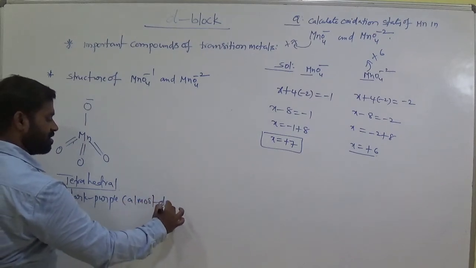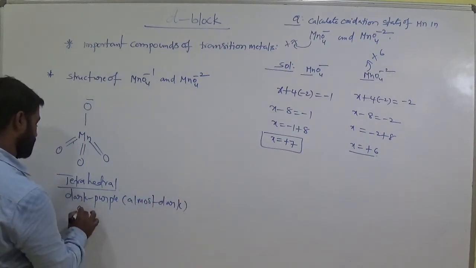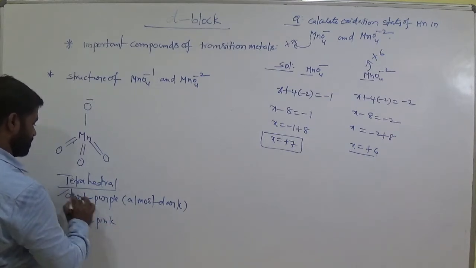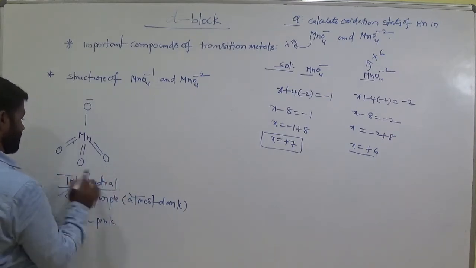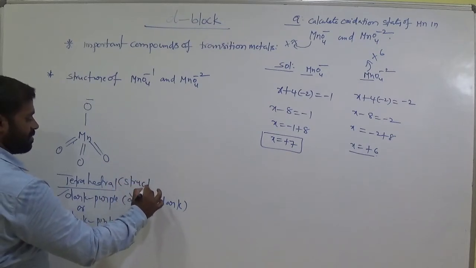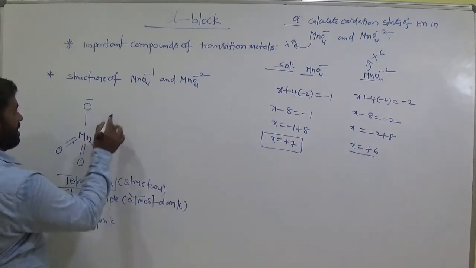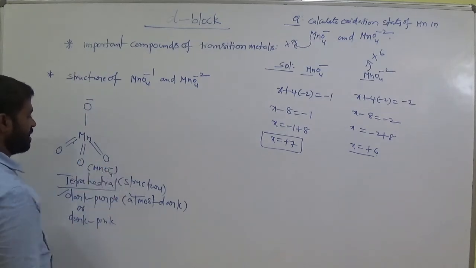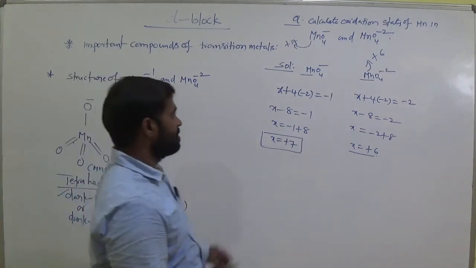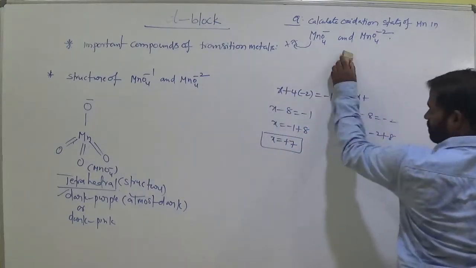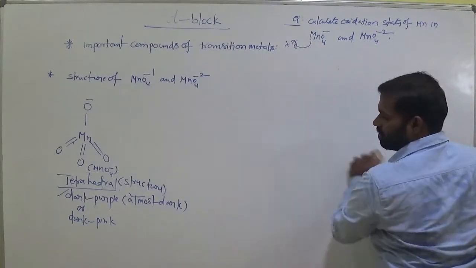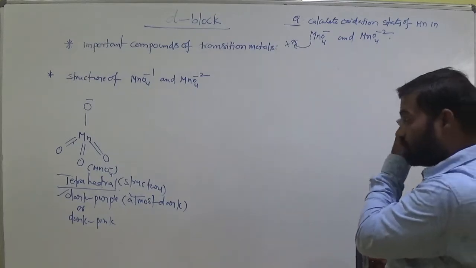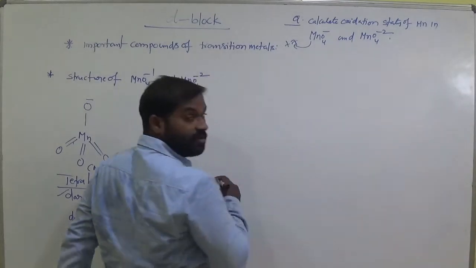It is dark purple in color, and we also call it dark pink. So these two are very, very important: color and structure. MnO4- has a tetrahedral structure.